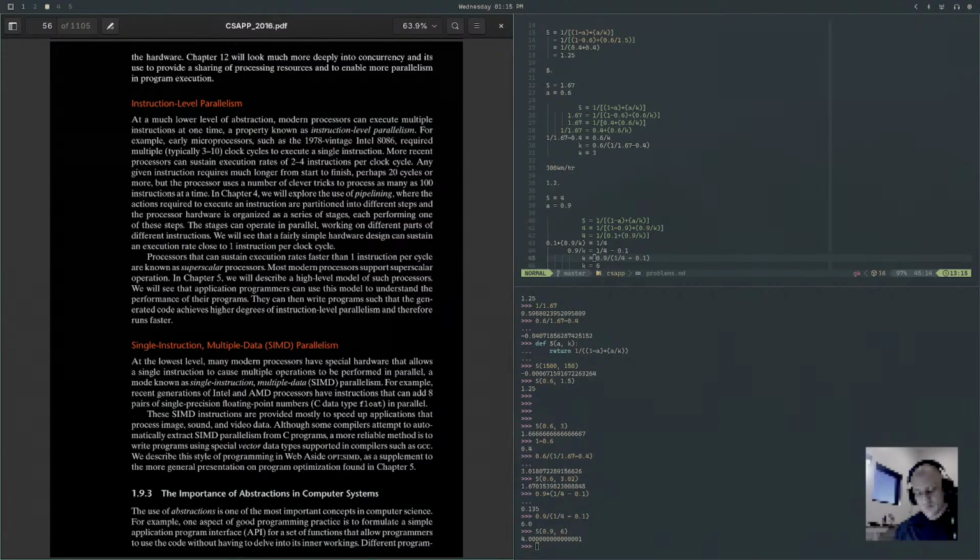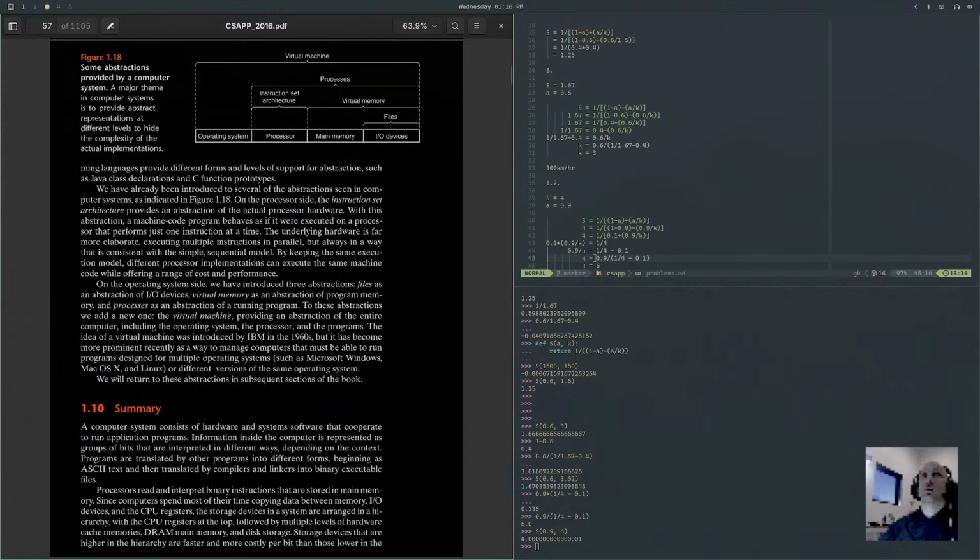For example, one aspect of good program practice is to formulate a simple application programming interface (API) for a set of functions that allow programmers to use the code without having to delve into its inner workings. Different programming languages provide different forms and levels of support for abstraction, such as Java class declarations and C function prototypes. We've got Figure 1.9 here, some abstraction provided by a computer system.